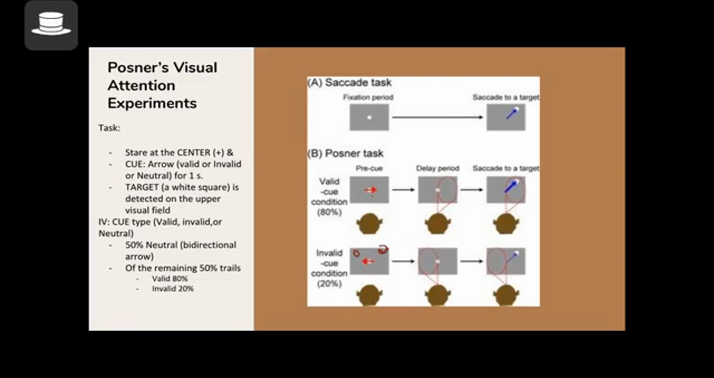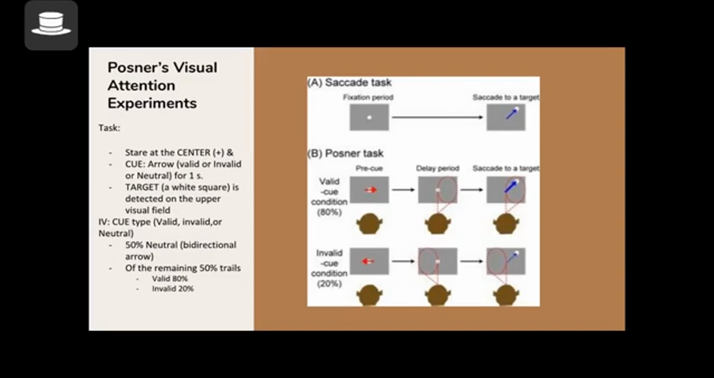So the task is to respond to an object in the upper visual field while they were focusing, staring at the center of the screen. And before the object is presented, they were cued with an arrow mark that is toward the right or left, or a bidirectional arrow. Bidirectional arrow means the object can be on either side. A unidirectional arrow says that the object can be on that side.